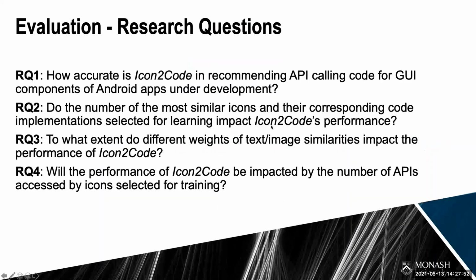And about the evaluation part, we give 4 research questions. The first one is how accurate is icon to code in recommending API calling code for GUI components of Android apps under development. The second is, do the number of the most similar icons and their corresponding code implementations selected for learning impact icon to code's performance? The third one is, to what extent do different ways of text-image similarities impact the performance of icon to code? And the last one is, will the performance of icon to code be impacted by the number of APIs accessed by icons selected for training?